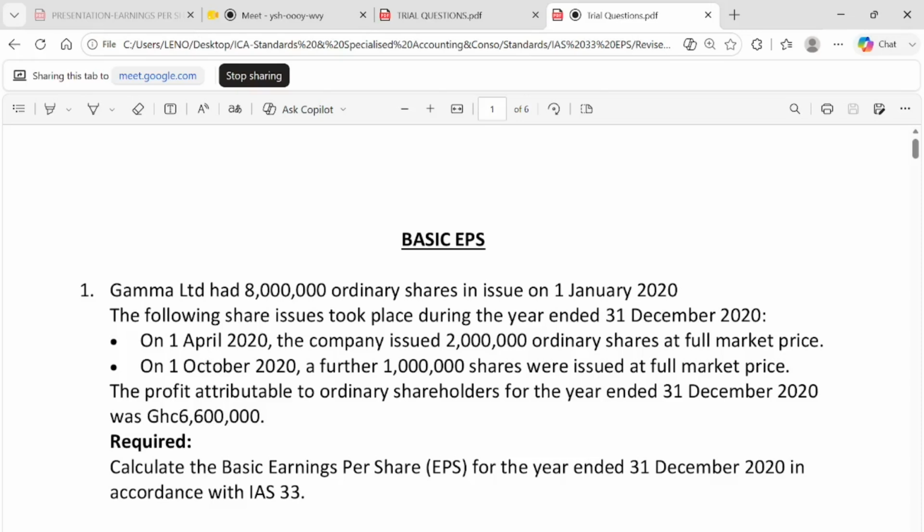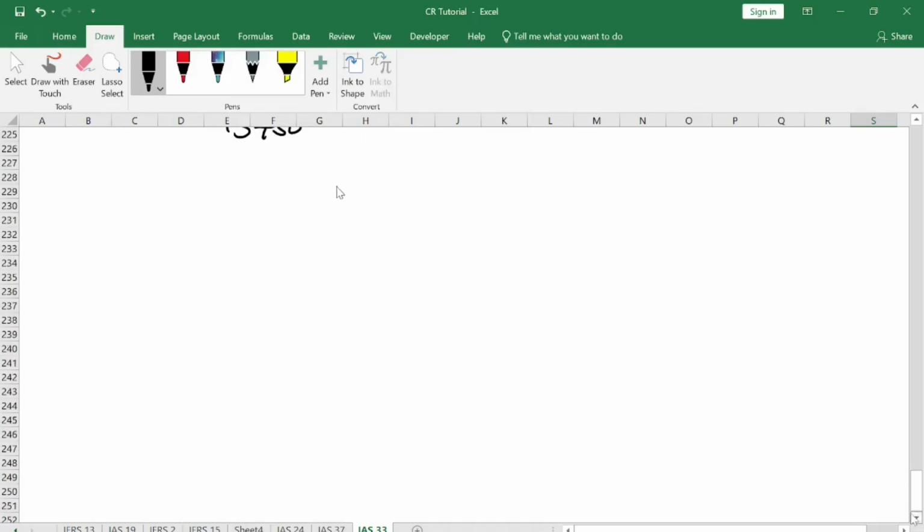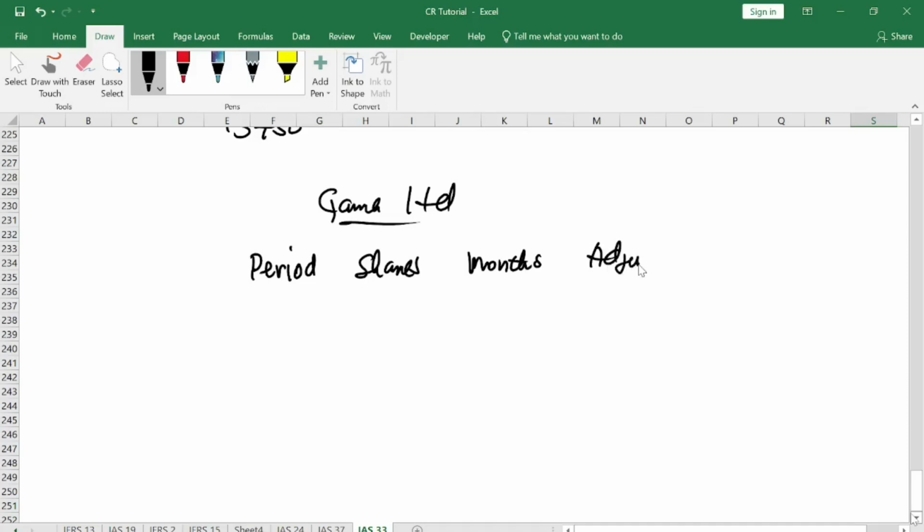Okay, so Gamma Limited. So the question is what? You start with the period, the shares, the month, the adjustment, then your weight. Okay, so you have it like that.